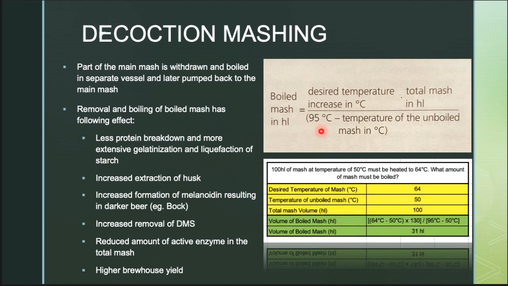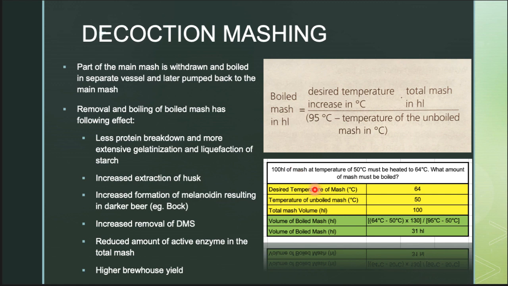An example has been worked out for better understanding. If you have 100 hectoliters of mash at a temperature of 50 degrees centigrade that must be heated to 64 degrees centigrade, what amount of mash must be boiled? The cells highlighted in yellow are the preconditions here. The desired temperature of the mash is 64 degrees centigrade, the temperature of the unboiled mash is 50 degrees centigrade, and the total mash volume is 100 hectoliters.